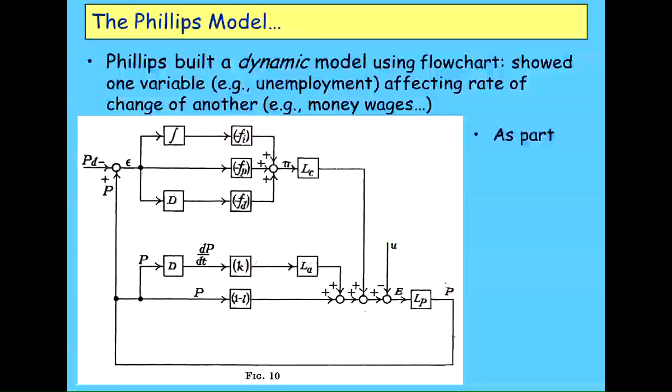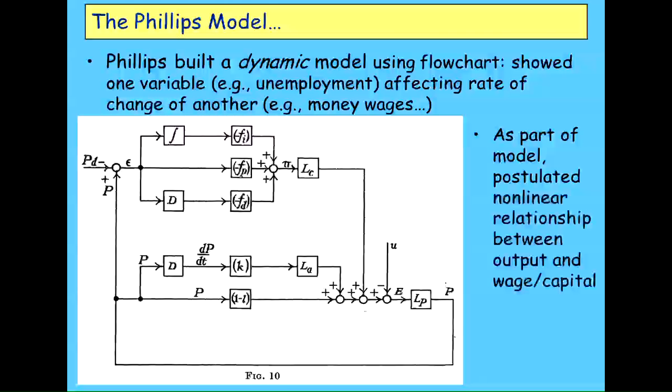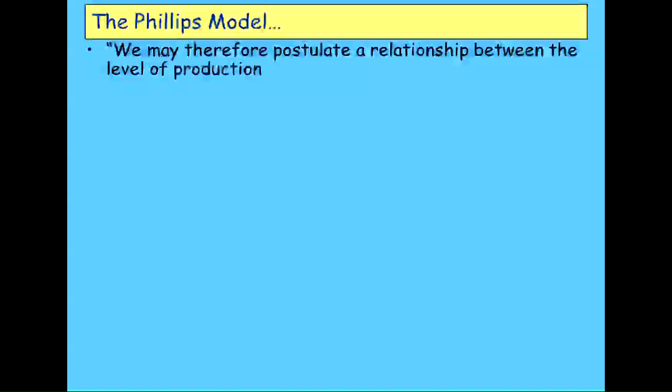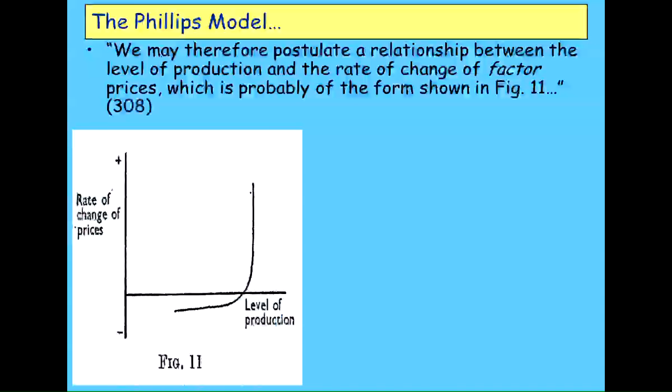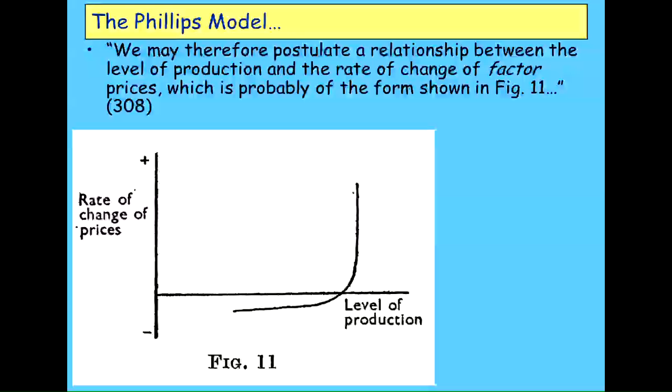Now, as part of putting this all together, he postulated that there was some sort of relationship which was non-linear between the level of output and the rate of change of wages and prices. And here's the statement he made in that paper: we may postulate some relationship between the level of production and the rate of change of factor prices, which is probably of the form shown in this diagram. And he drew that. So the higher the level of production, the more the rate of change of prices rises, but it's non-linear. So with a very low level of production, you get a small rate of fall in prices.